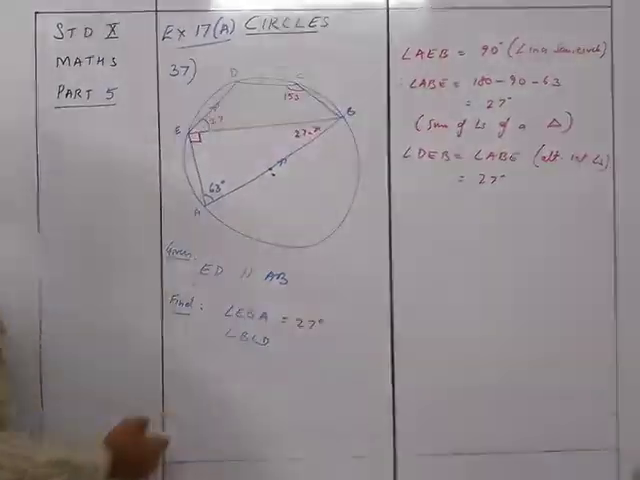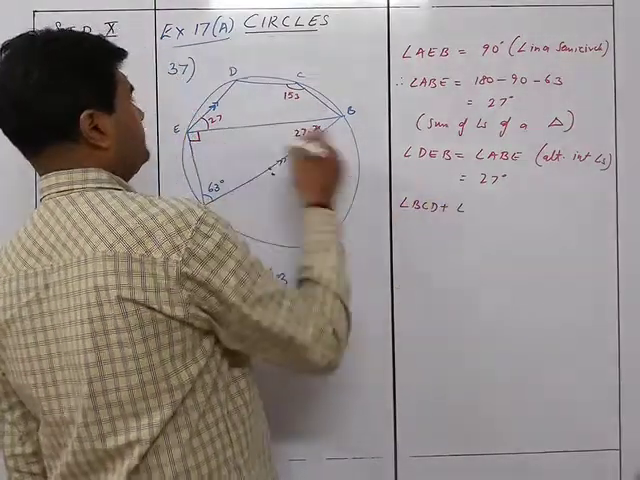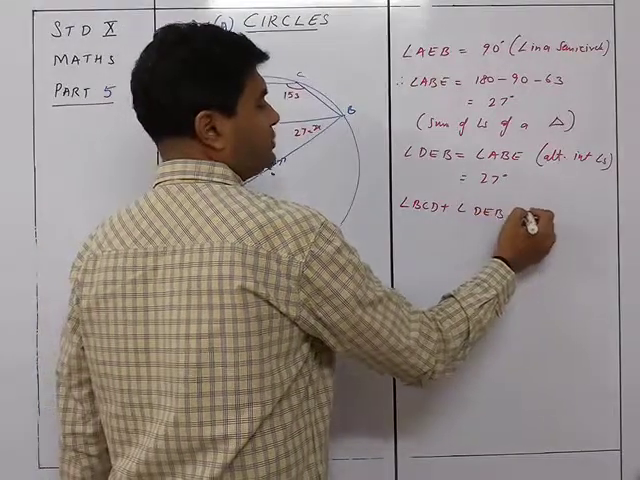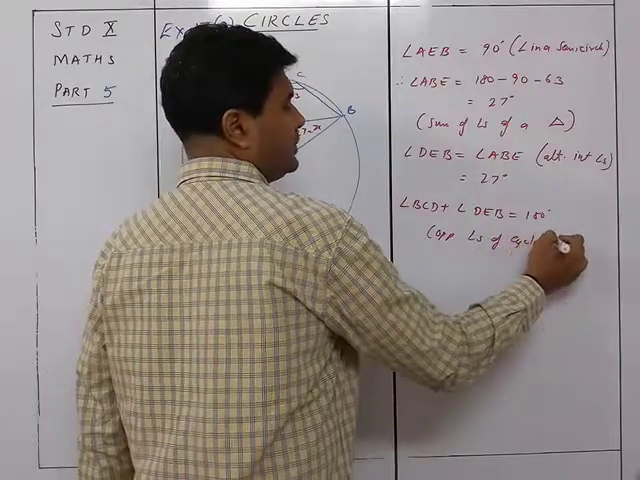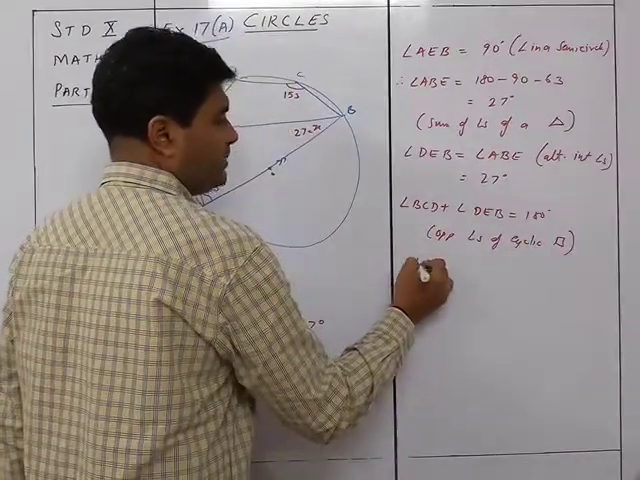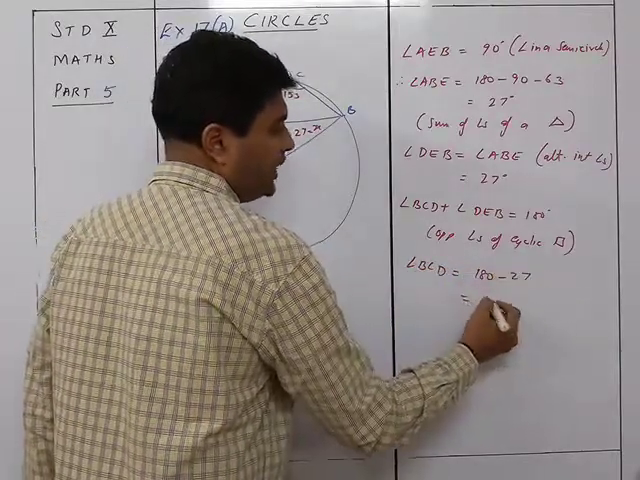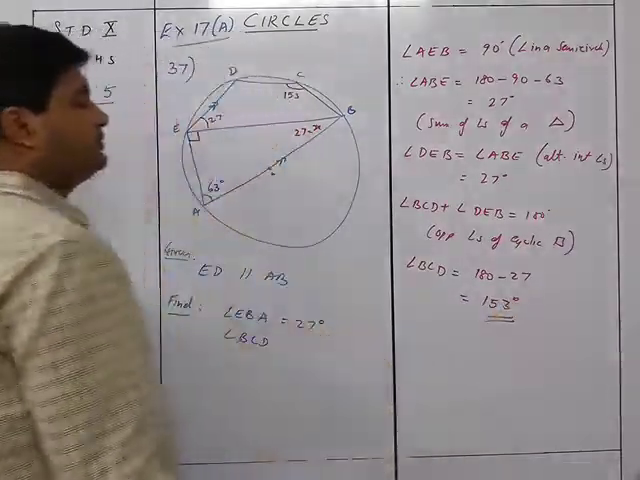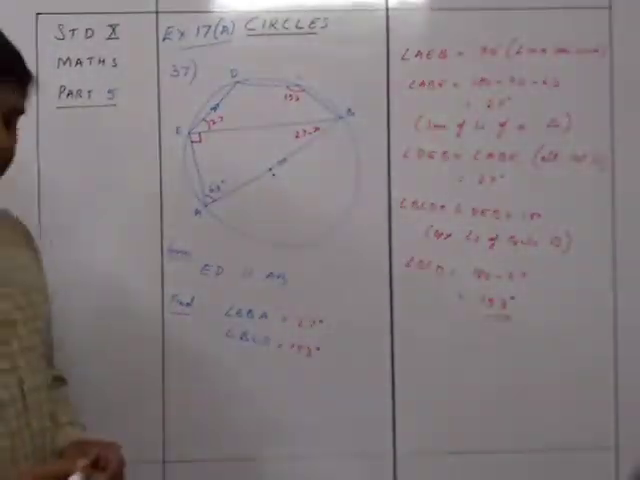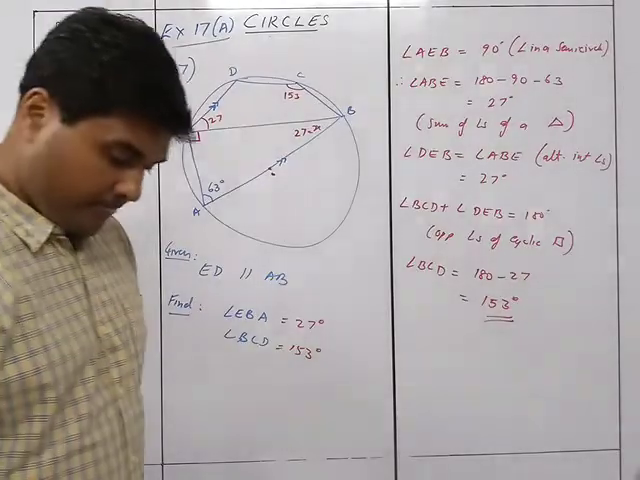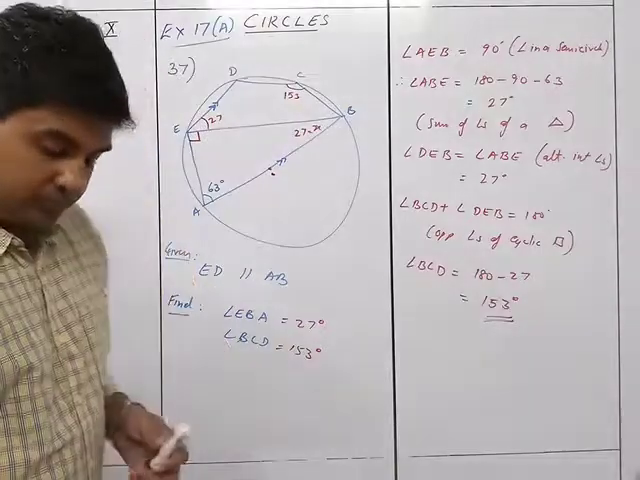We got this. Now we have to find BCD. So we know that angle BCD plus angle DEB is equal to 180 degrees, opposite angles of a cyclic quadrilateral. So that will give me angle BCD is equal to 180 minus 27 is 153 degrees. Got it? So this was sum number 37. We move on to sum number 39.